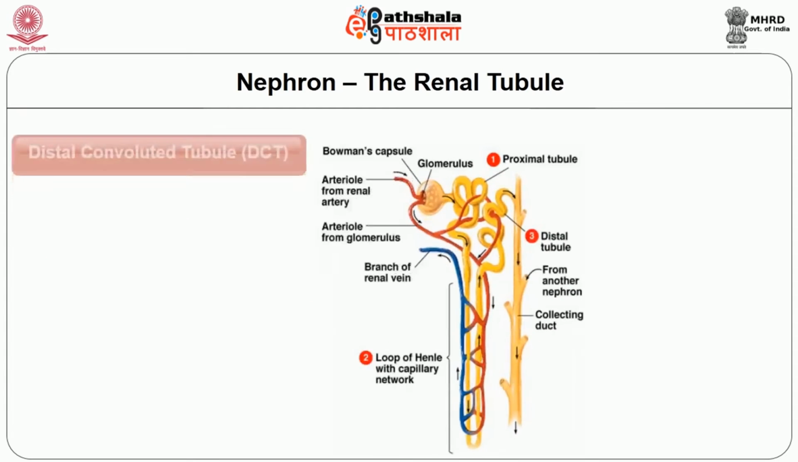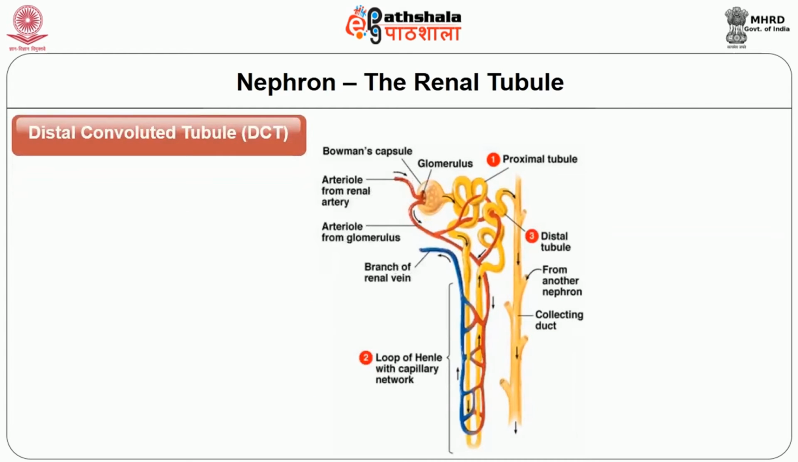The distal convoluted tubule is the continuation of the thick ascending segment and occupies the cortex of the kidney. It opens into the collecting tubule. The length of the distal convoluted tubule is 14.5 to 15 millimeters and its diameter is 22 to 50 microns.